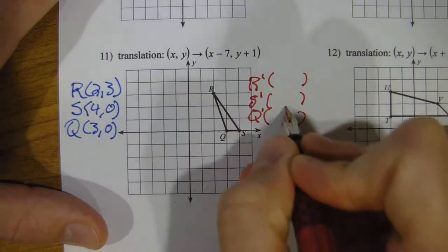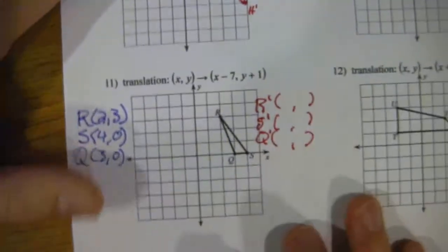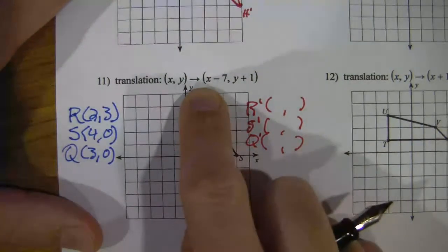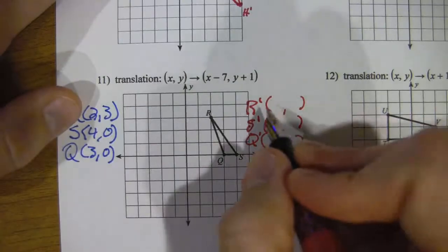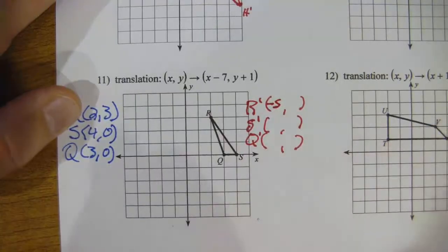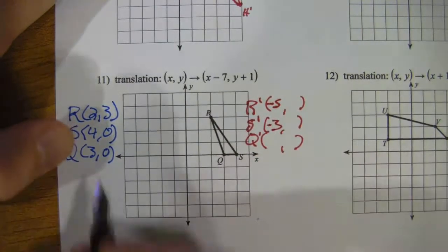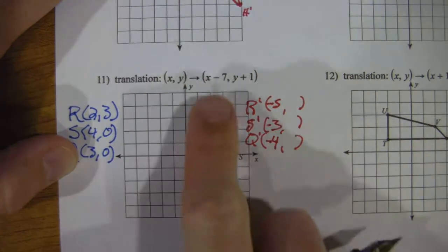Now notice, in this case, with coordinate notation as opposed to the words, I don't have to figure out if I'm adding or subtracting. The coordinate notation tells me straight off. So to all my x's, I'm going to take 7 away. Well, let's go over here. So 2 subtract 7 is negative 5. 4 subtract 7 is negative 3. 3 subtract 7 is negative 4. So this is actually going a lot easier with coordinate notation.